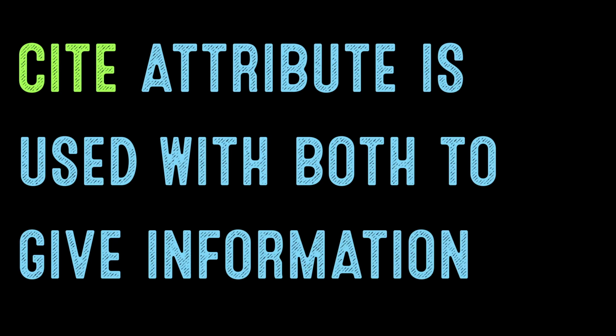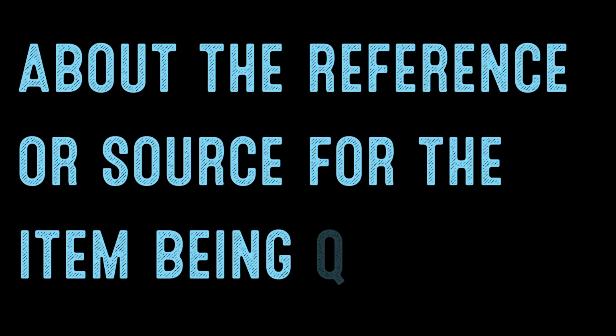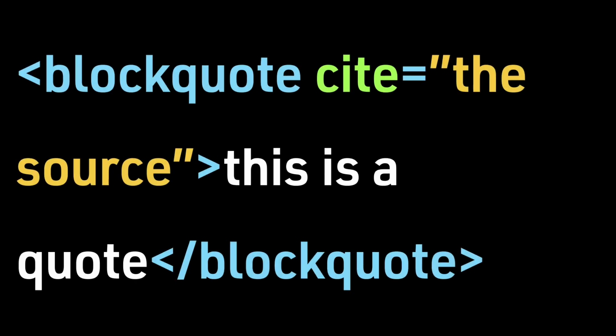In addition, the cite attribute is used with both to give information about the reference or source for the item being quoted. Blockquote opening tag, cite attribute equals the source in quotation marks, this is a quote, blockquote closing tag. An example of how to use the cite attribute with the blockquote element.